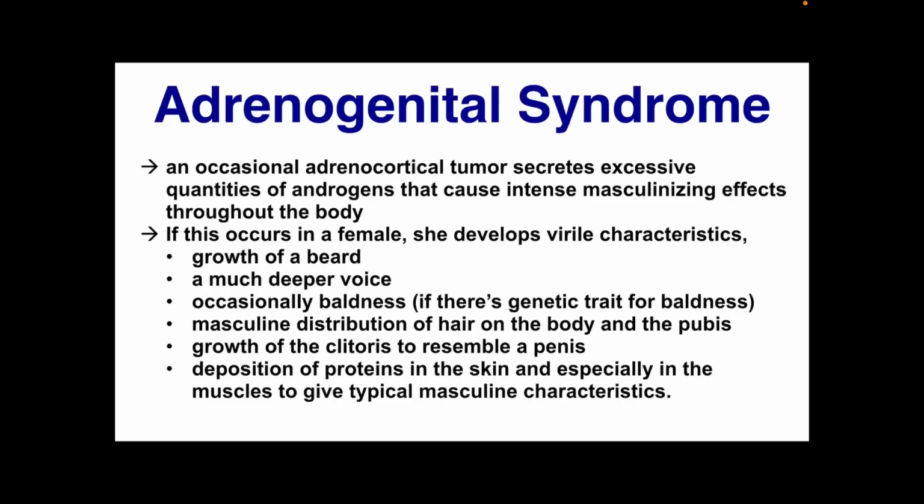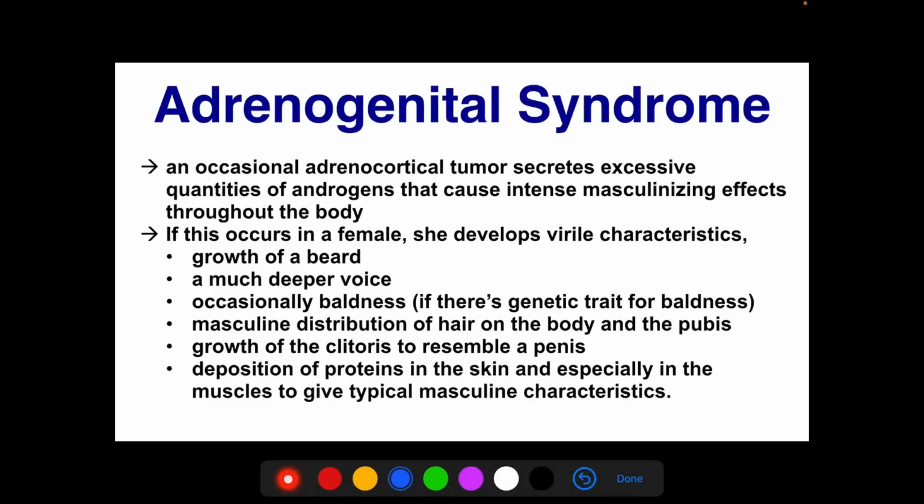Now, let's have adrenogenital syndrome. This occurs when there is a tumor in the adrenocortical region that secretes excessive quantities of androgens. This tumor secretes a lot of male hormones that cause intense masculinizing effects throughout the body. If this occurs in a female, she will develop virile characteristics: a growth of beard and a much deeper voice. Occasionally, there is baldness if there's a genetic trait for baldness. There's masculine distribution of hair on the body and the pubis.